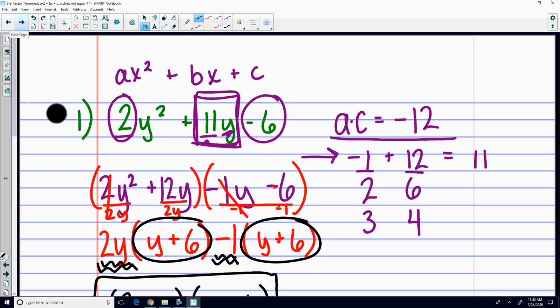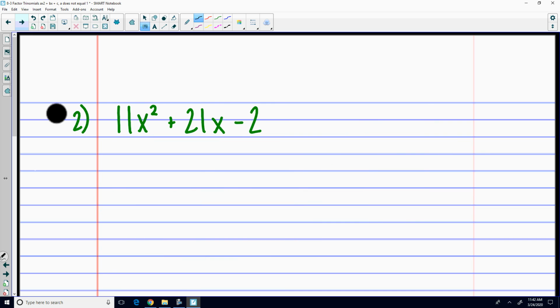Just gotta hit next page. I think I did, but we're going to try it again. There it is. All right.